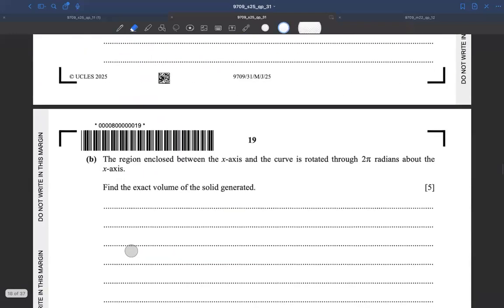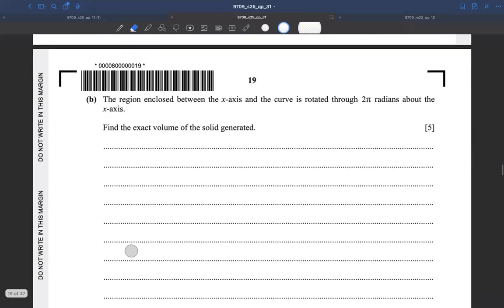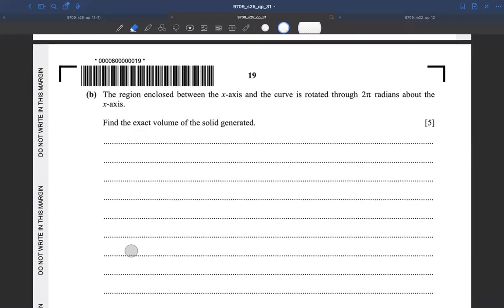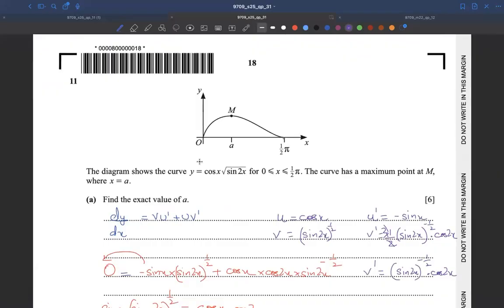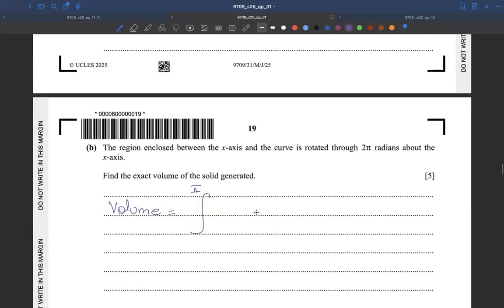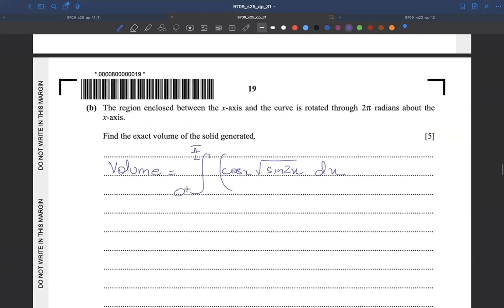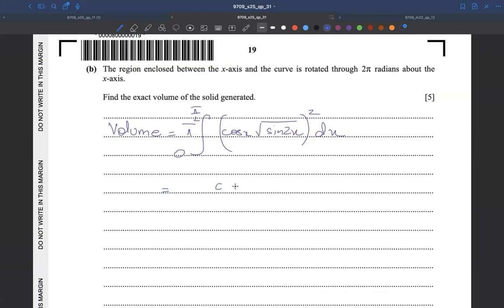In part B, it says that the region enclosed between the x-axis and the curve is rotated 2 pi radians about the x-axis. We have to find the exact volume of the solid generated. Now to find the volume generated, if it is rotated about the x-axis, we write the limits. So the limits in this case are pi upon 2 and 0. And the expression is cos of x into root sine of 2x dx. We'll first square the expression and then add pi to the final answer. Now, when we square, we'll get cos squared of x into sine of 2x dx.